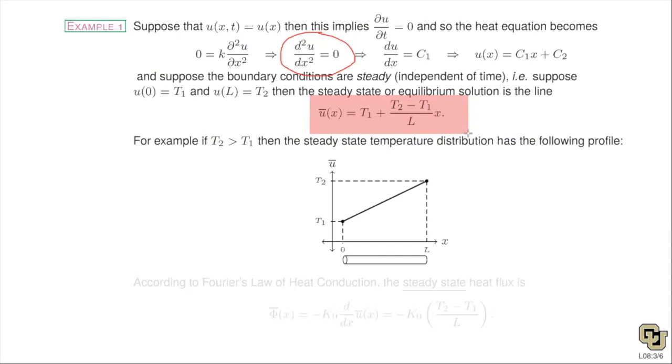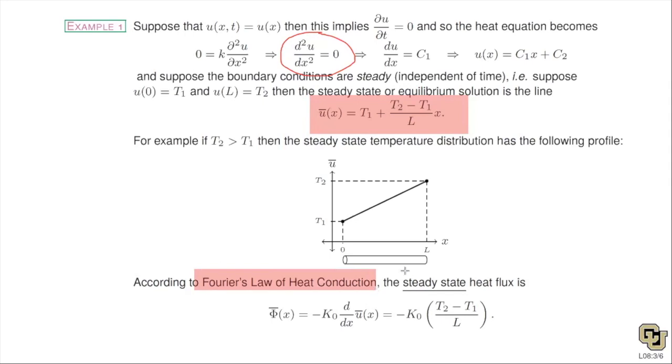And just as a side comment that might be relevant for the homework, once we've found the steady state solution, we can use the steady state version of Fourier's law of heat conduction to find the steady state heat flux. What do I mean by the steady state version of Fourier's law of heat conduction? Fourier's law of heat conduction in its original form depends on two variables, x and t. So here we should have U of x, t.